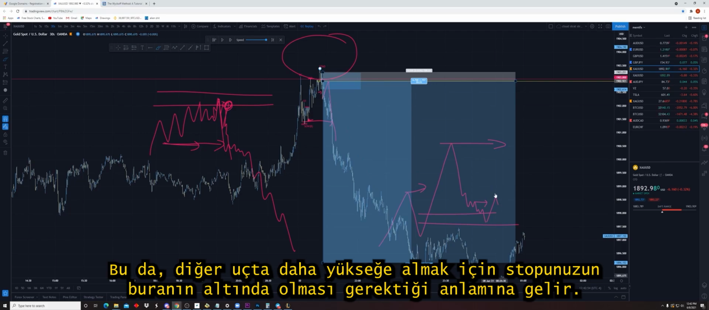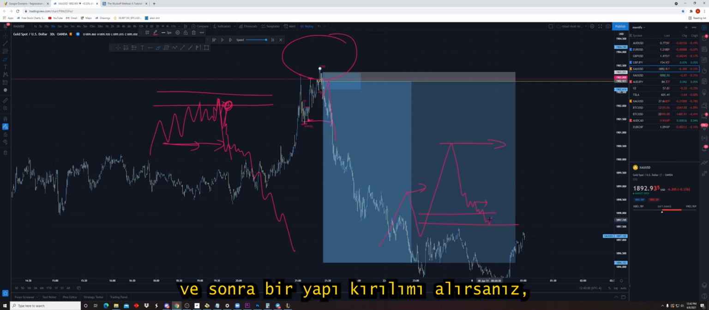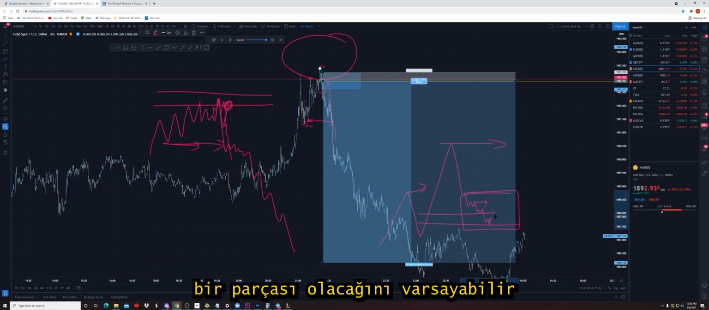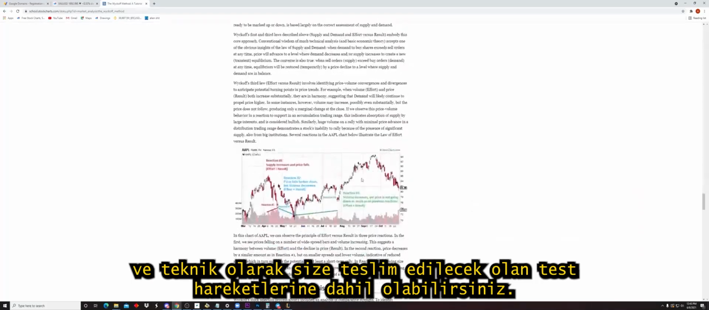On the other end, if you waited for some kind of spring to happen and it's still within your zone, and then you get a break of structure, you can assume that this break of structure here is going to be part of the larger confirmation of the Wyckoff schematic. And you can be involved on the test moves that will technically deliver to you.